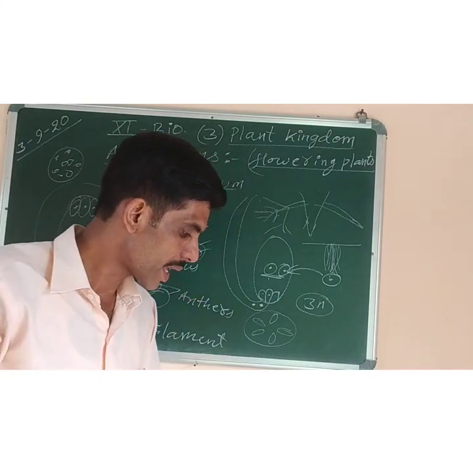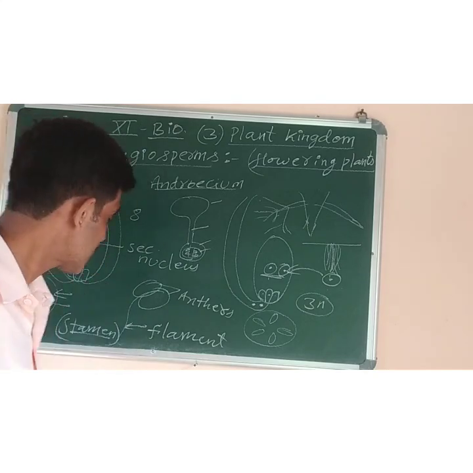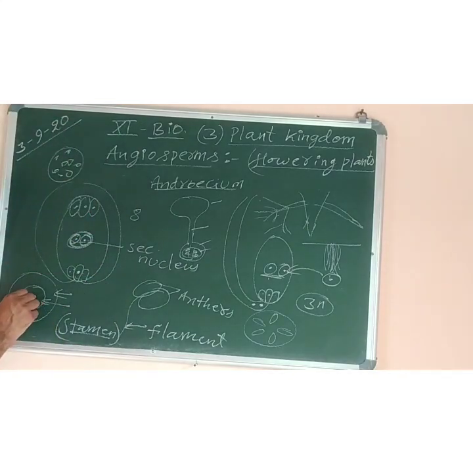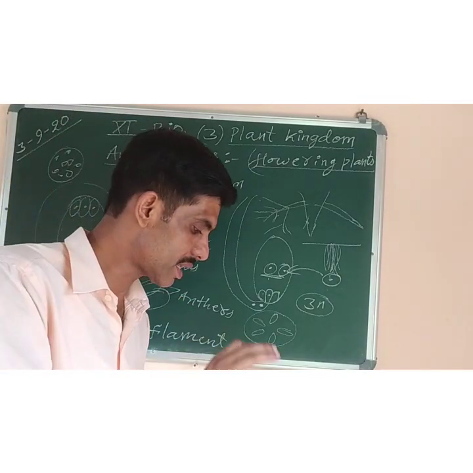Then pith is present. In case of dicot, the central part of the TS of stem is called the pith, and it is present. In monocot stem, the pith is absent. So it's important to learn these differences for the syllabus.